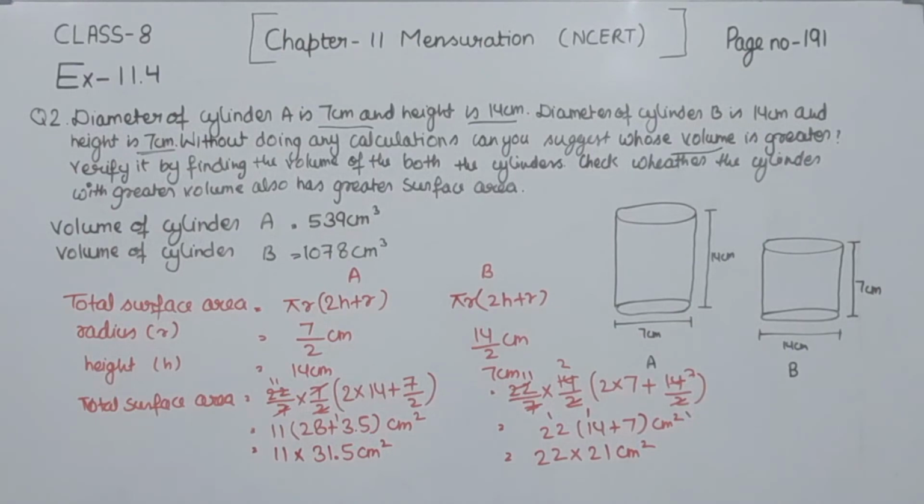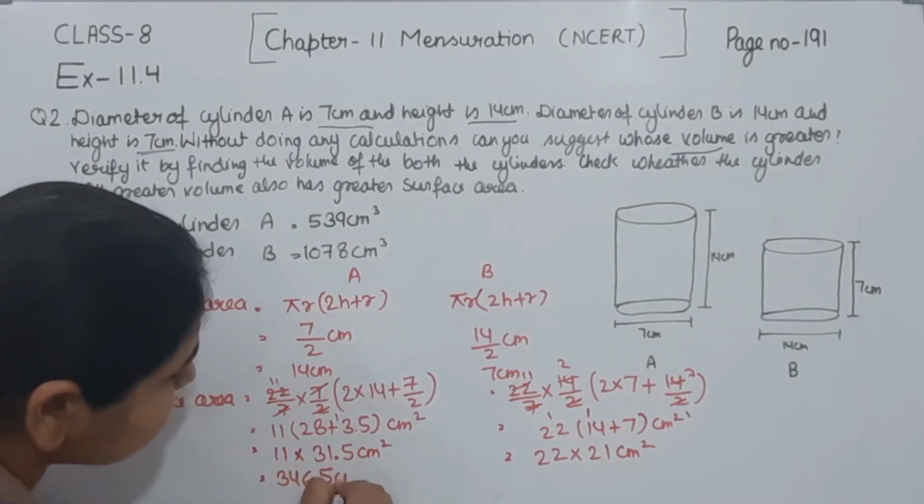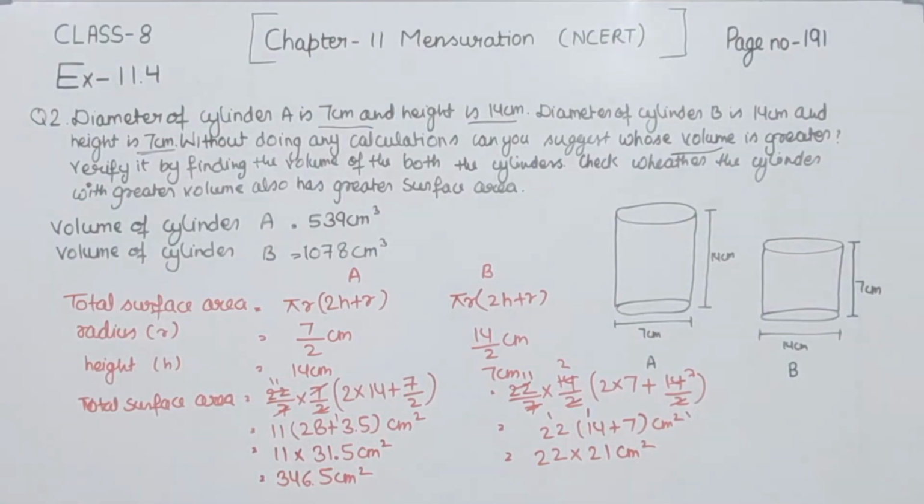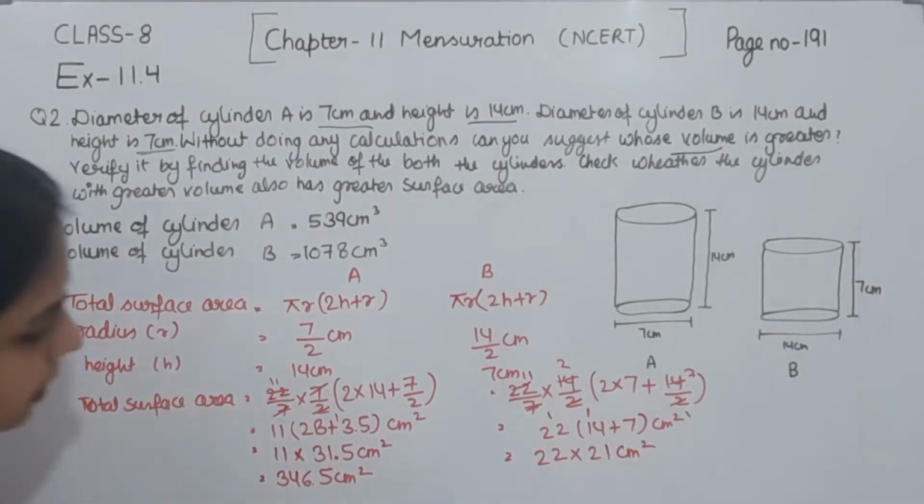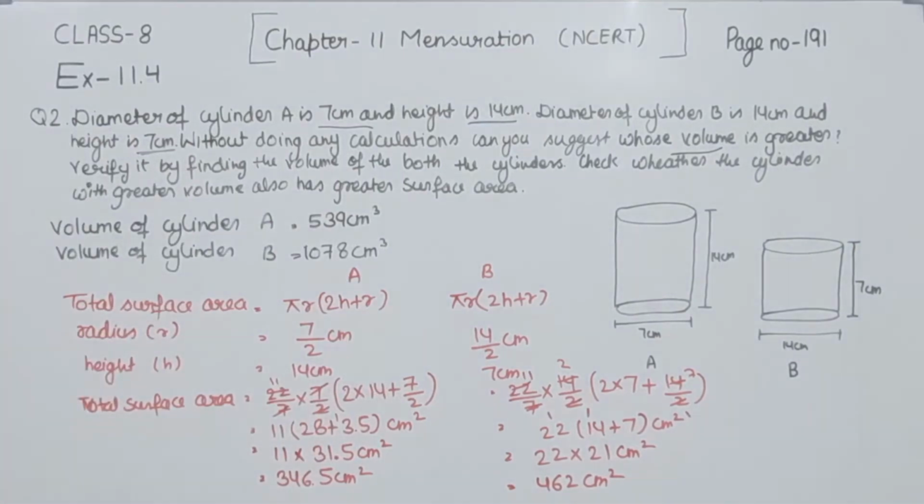Now we are going to multiply this one. 11 multiplied by 31.5 is equal to 346.5 centimeter square. This is the total surface area of the cylinder A. Now comes to the B. This one is 462 centimeter square. This is the total surface area of the second one, that is the cylinder B.